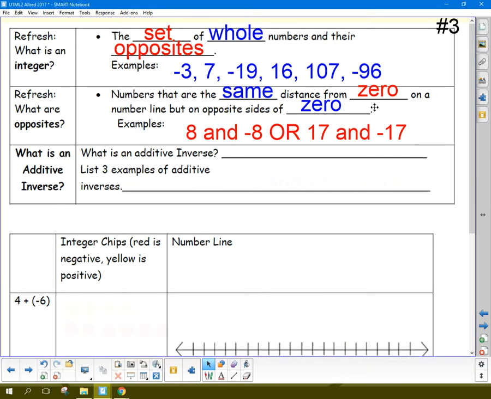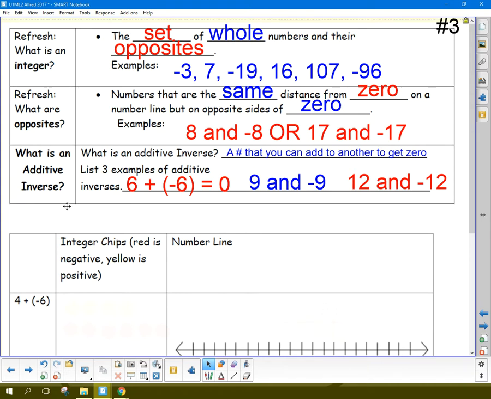Okay. We talked last week during our directed numbers activity with our red and yellow chips. We talked about additive inverses. An additive inverse is a number that you can add to another number to get 0. So, for example, you have like positive 6 plus negative 6, that equals 0. Also 9 and negative 9, if you add those together, you get 0. Or 12 and negative 12, if you add those together, you get 0. These are also called zero pairs.